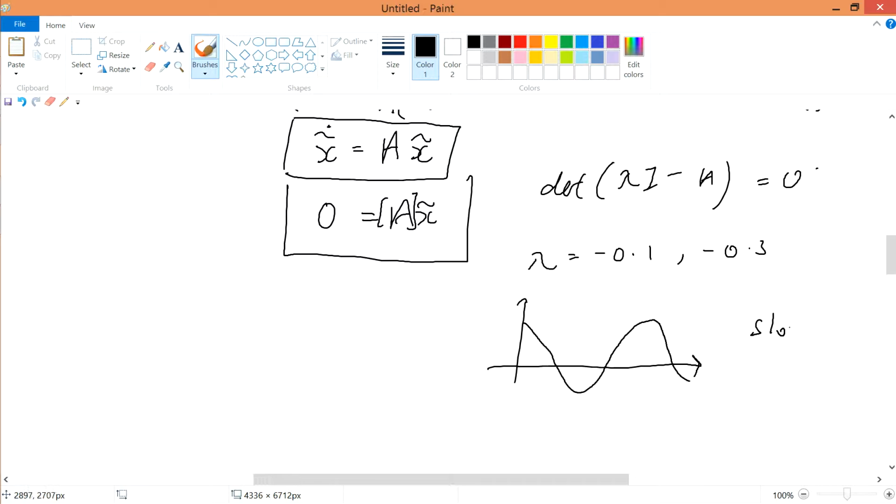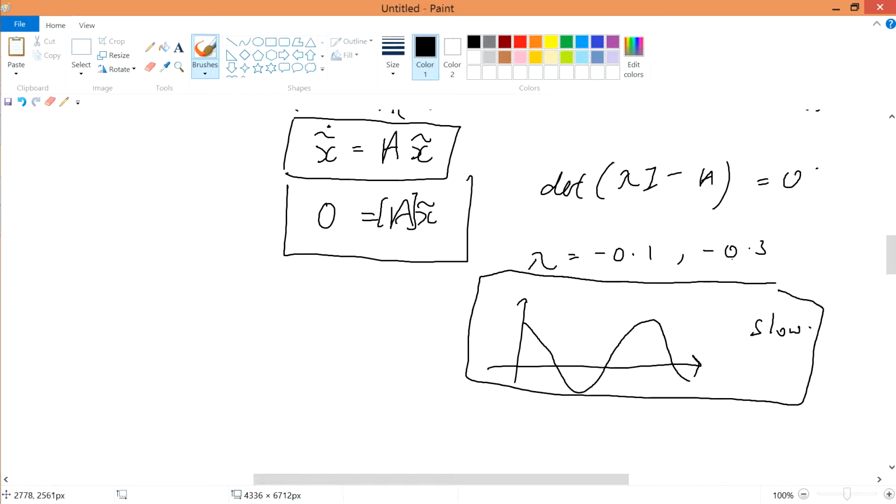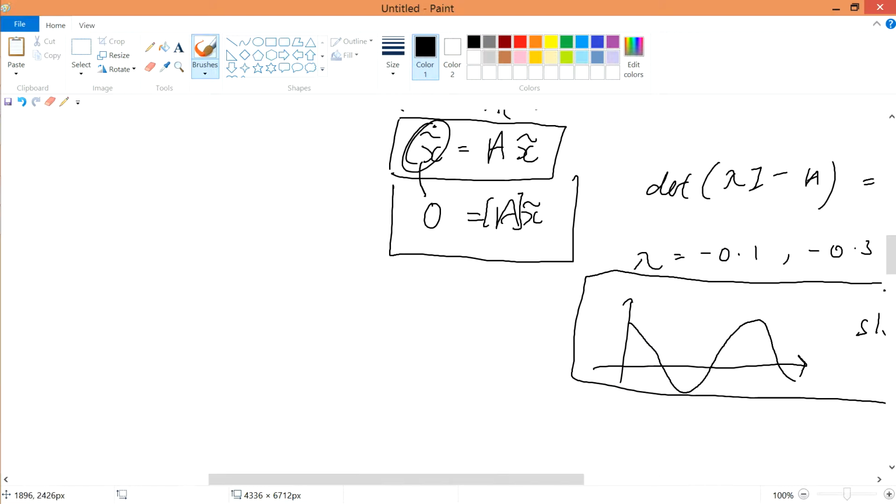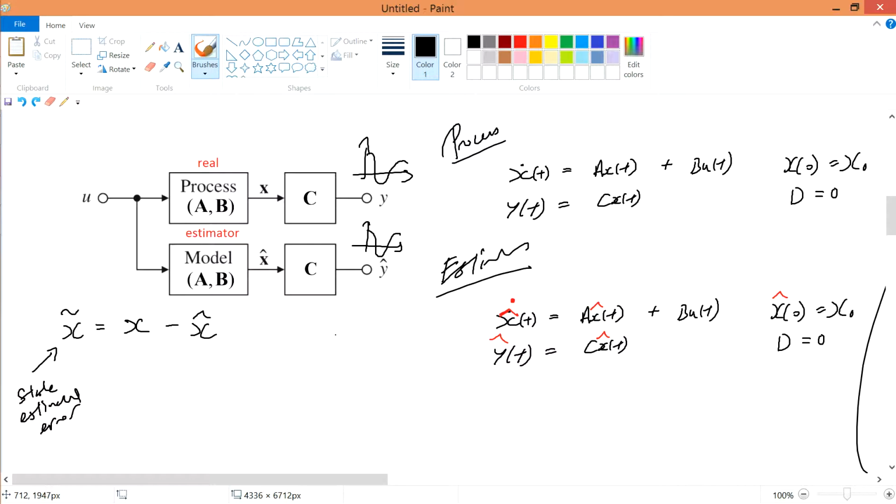Okay, slow. And this response over here tells you that your real system is a slow output or something like that. It's a slow system, same as your model, because if this thing equals 0, this means that the model system and the real system are the same. We have told you many times. So this thing over here should be the same. And therefore we can see from our model system that the real system is somewhat very slow. Okay, the trend of the system is very slow.